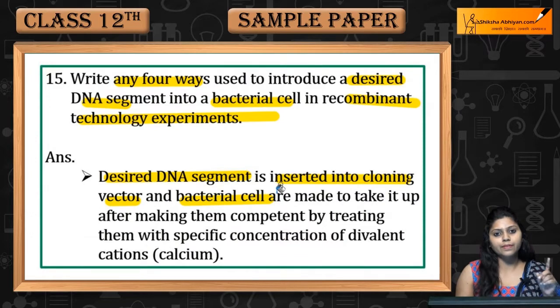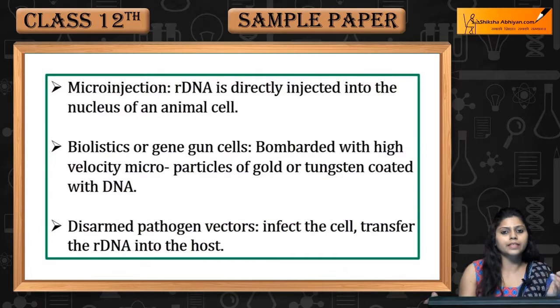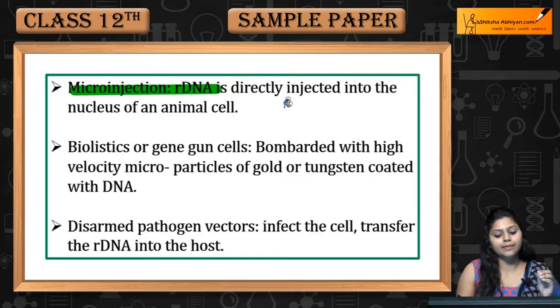Bacterial cells are made to take it up after making them competent by treating them with specific concentration of divalent cation. Divalent cation may be calcium. Or second method is micro injection. Recombinant DNA directly inject करेंगे into the nucleus of an animal cell.